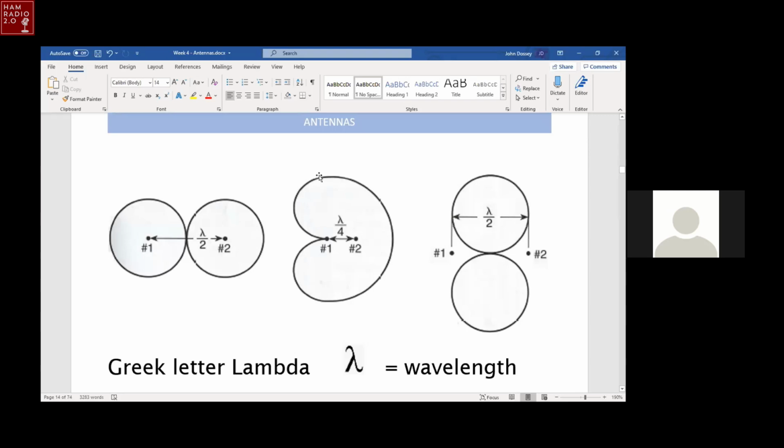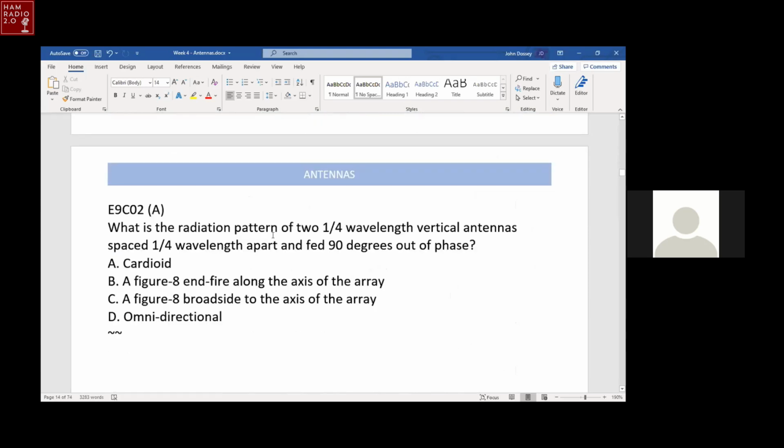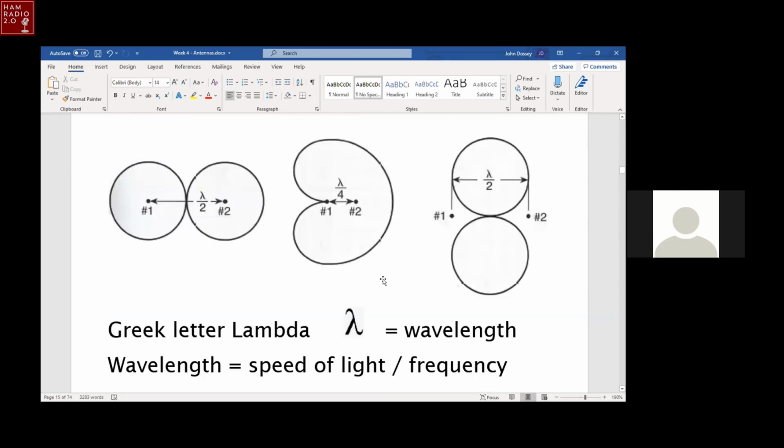Otherwise, it's a broadly rounded, almost omnidirectional pattern, except for the null. And we'll use that null in radio direction finding. So we have two quarter wave verticals, a quarter wavelength apart, fed 90 degrees out of phase, and you get the cardioid pattern. And that's useful sometimes to have one like that.